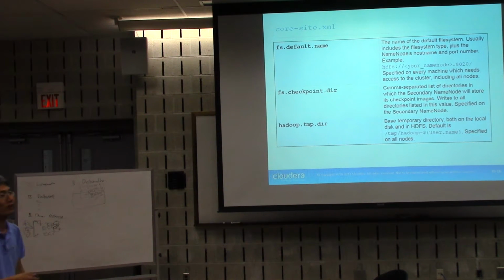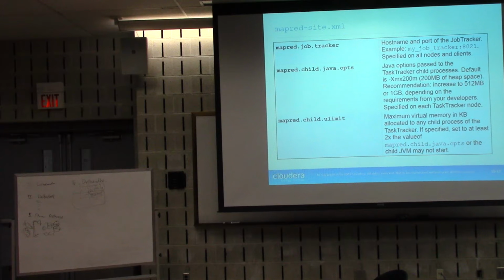And core-site is the overall configuration of your system. It uses the default name, fs.default.name, the name of your default file system. So your name node, colon 8020. Then you can browse the Hadoop information. Then temporary space and job tracker. You can specify where the job tracker is.